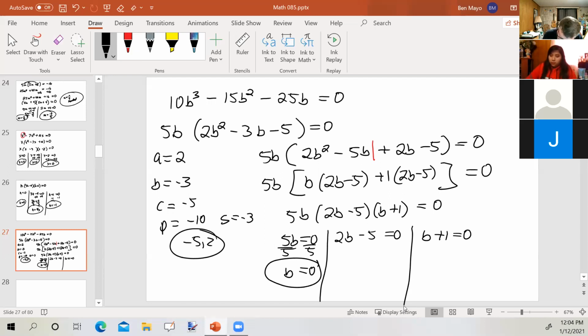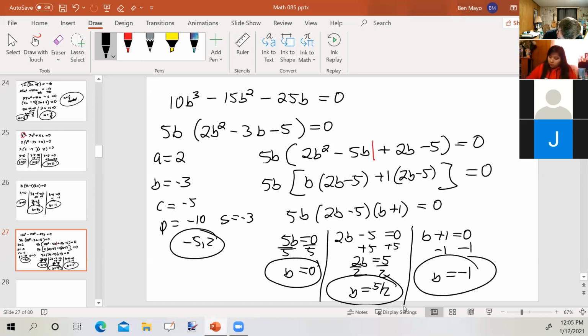2b minus 5 equals 0. We'll add 5 to both sides of the equation. 2b equals 5. Divide both sides by 2. B equals 5 halves. There's the second solution. B plus 1 equals 0. Subtract 1 from both sides. B equals -1. There's our third solution. So 3 solutions to a third degree equation.